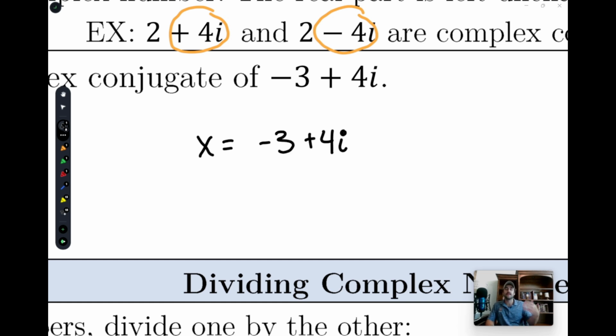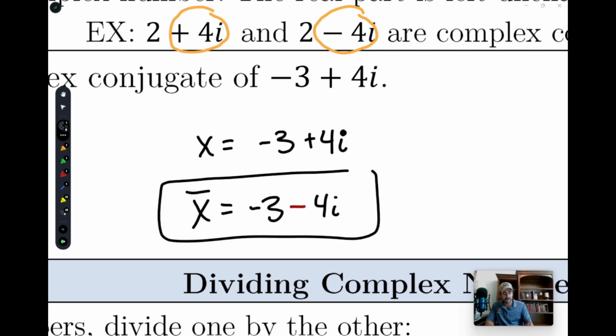And on the homeworks, a lot of times you'll see the complex conjugate written with a bar on the top. So x bar, the complex conjugate, is equal to negative 3. Don't change that term. We're going to just change that to a minus sign, minus 4i. That's all we've done, and that's the complex conjugate. Now, why would we need this complex conjugate? It's because it's going to let some really cool things happen when we divide.